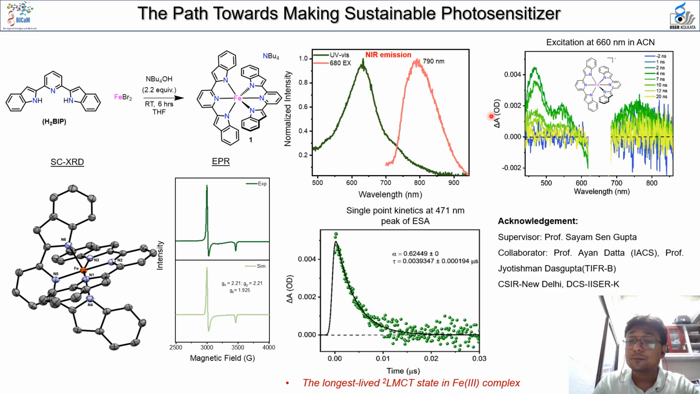To probe the excited-state processes, we moved to transient absorption spectroscopy, where we find the excited state absorption, which decays with a lifetime of around 4 nanoseconds. So this is the longest-lived doublet ligand-to-metal charge transfer state of an iron(III) complex.